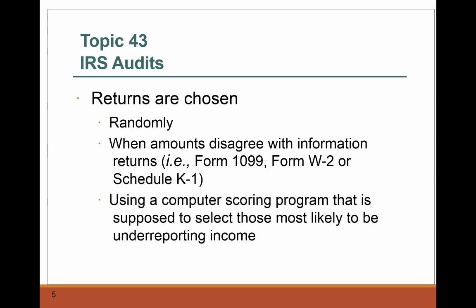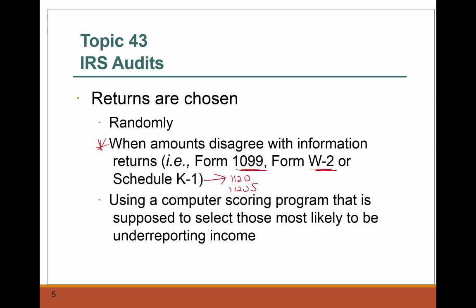So audits: returns are chosen randomly at times, and when amounts disagree, this increases your chances. For example, if you have a 1099 or a W-2 or a K-1, remember K-1s usually come from 1120s or 1120Ss, and if those amounts don't agree, then you are more likely to be susceptible to an audit.